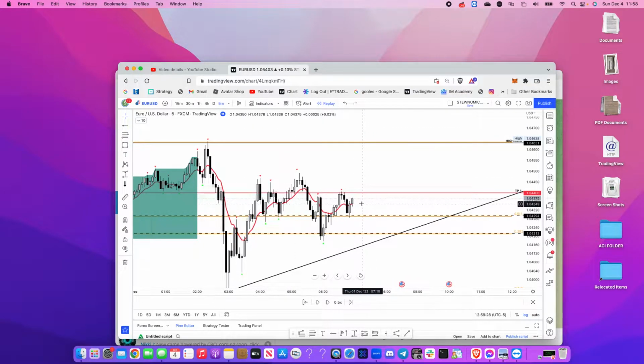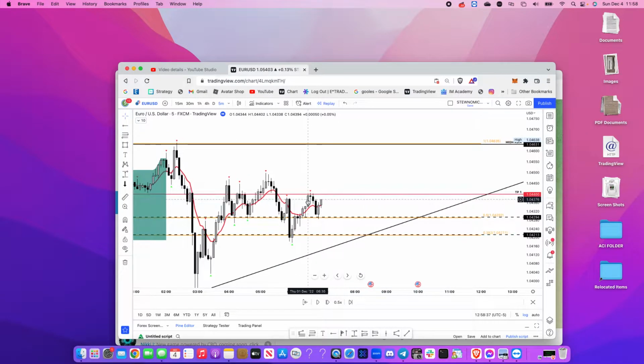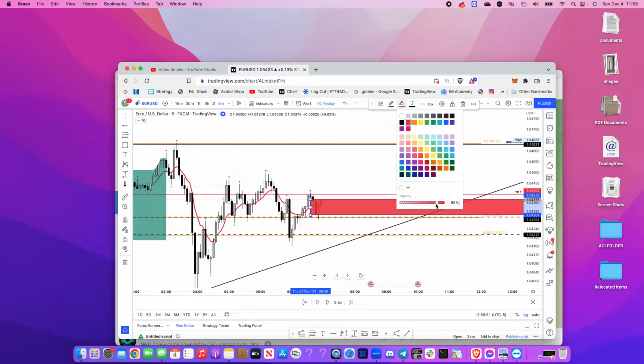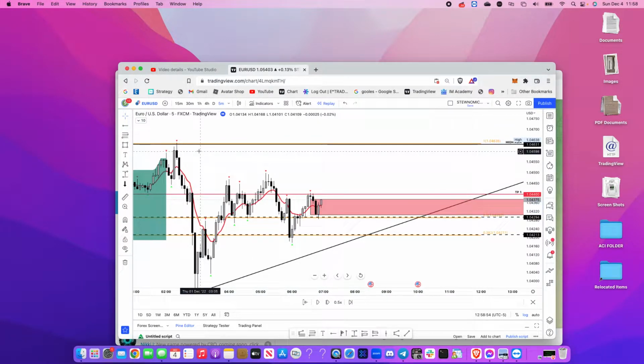So you could take it here, right here, this last move up, and take this last candle. Let's say I'm looking at this last sell candle, right? I'm looking at this last sell candle, and I want to see if I get an entry somewhere in here, right?